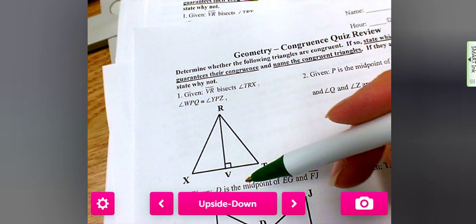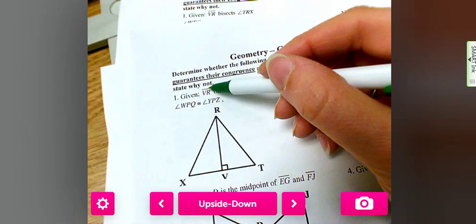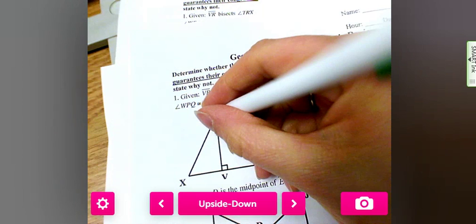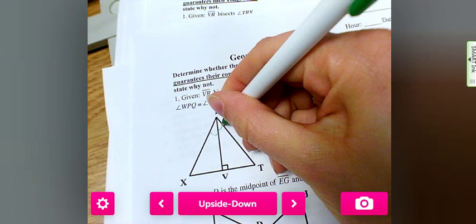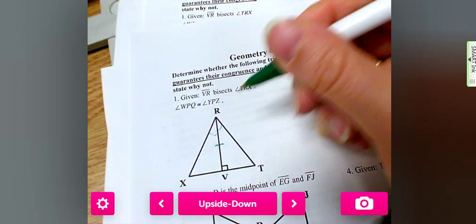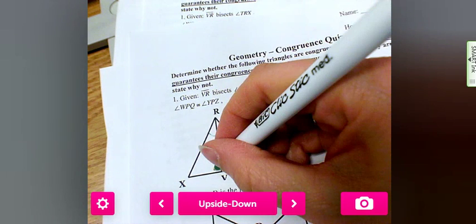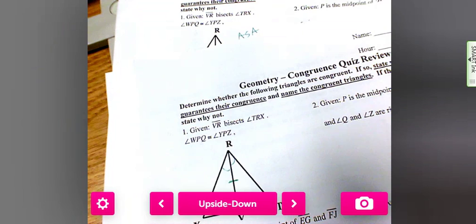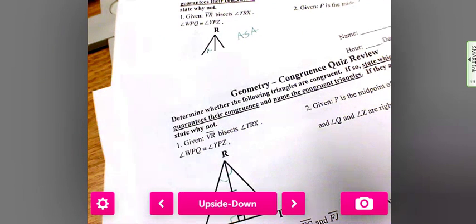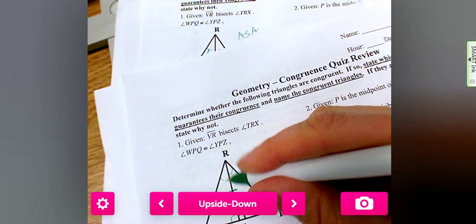Okay. VR bisects angle TRX. That means these two angles are congruent to each other. And we know this side is congruent to this side by a reflexive, and if this side is 90, the other side must be 90 as well, because a straight line adds up to 180 degrees, right? So now this is angle, side, angle is my answer.